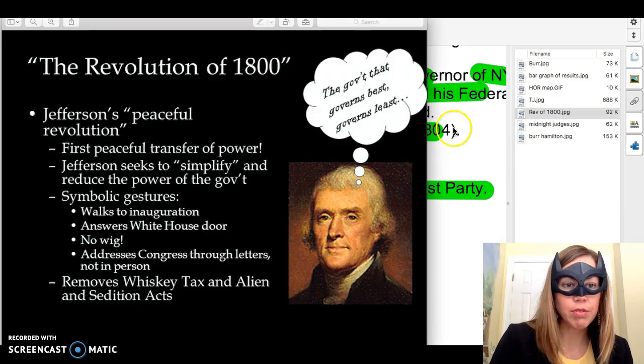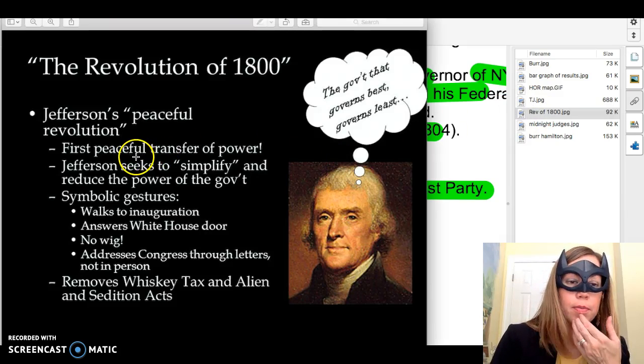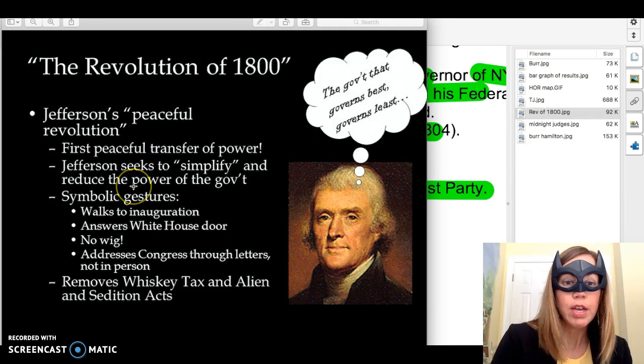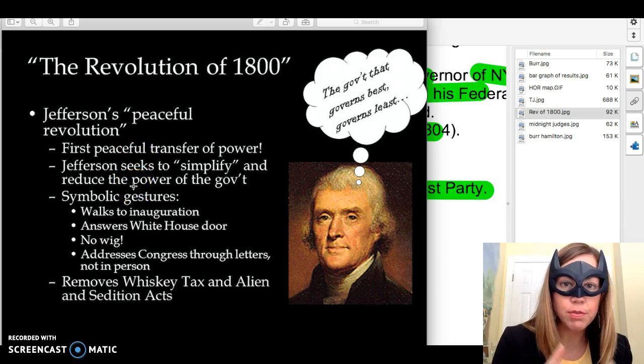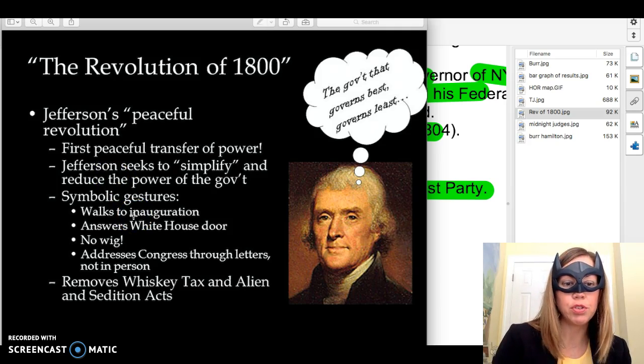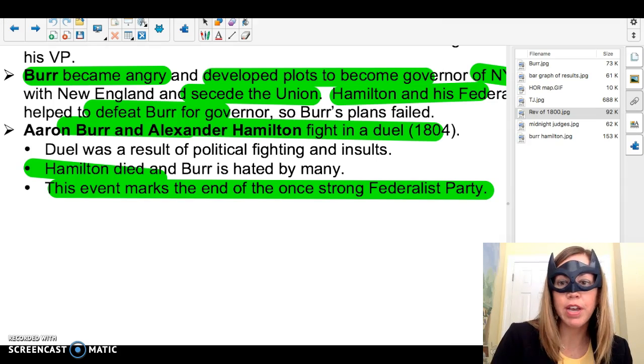Revolution of 1800 I was talking about, first peaceful transfer of power. And Jefferson tries to simplify, shrink government, walks to his inauguration, answers the White House door. Okay, gets rid of the excise tax. All right, so go back, answer your essential questions, and we'll talk later.